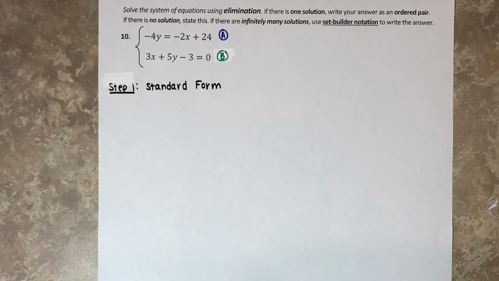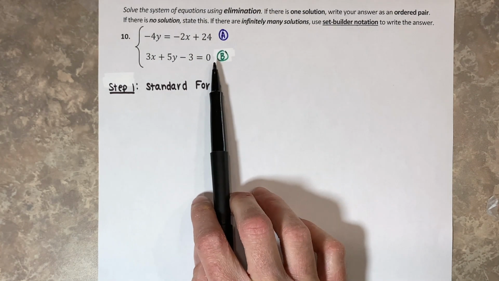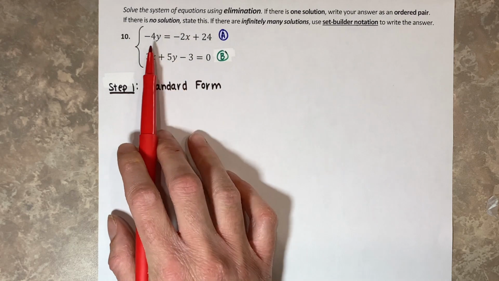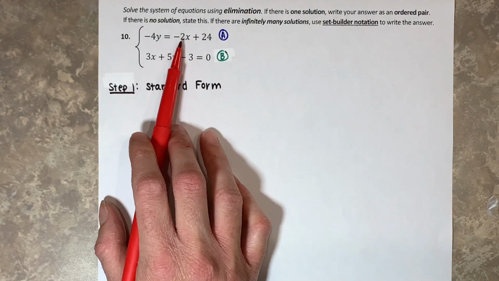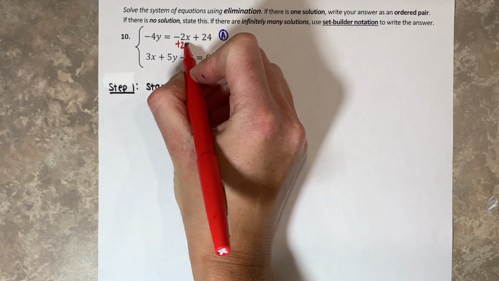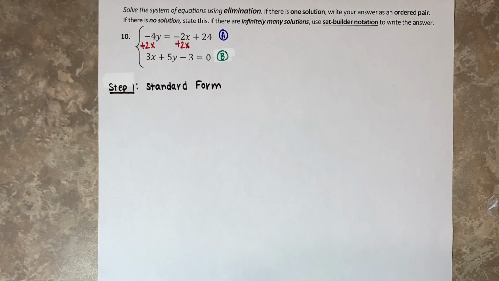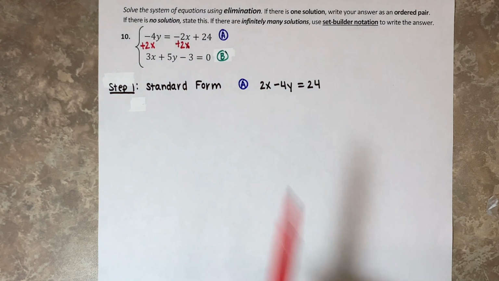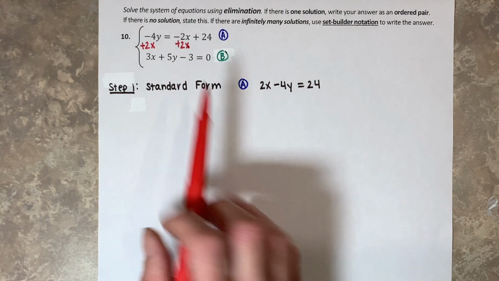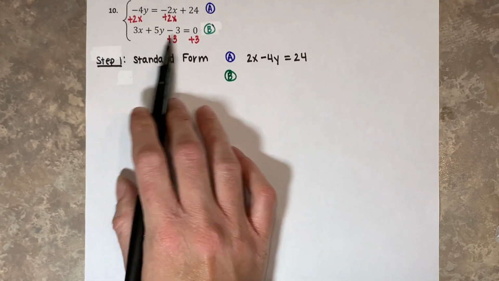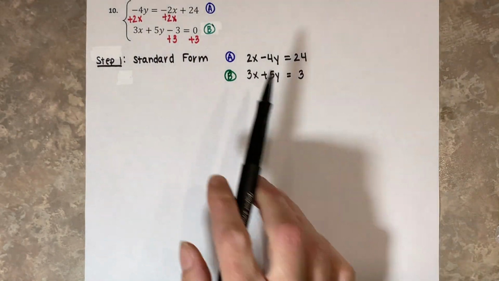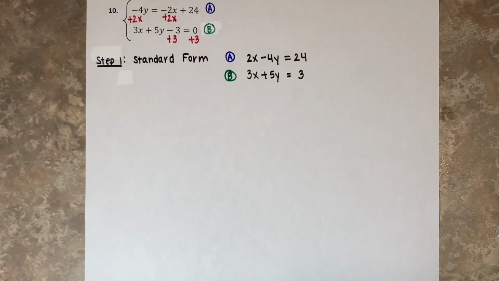For step 1, we want to write both equations in standard form. So to get equation A in standard form, we want x and y on the left. So let's add 2x, and then we can write our equation in standard form. Now, to get equation B in standard form, we need to move this constant to the right. And now we can write equation B in the standard form. Now that we've written our equations in standard form, let's move on to step 2.